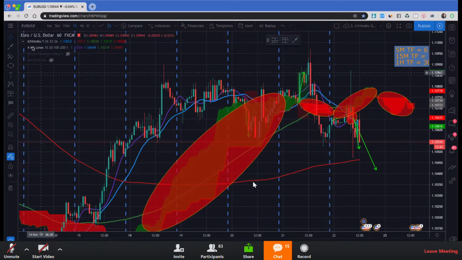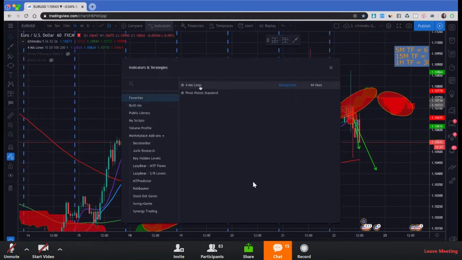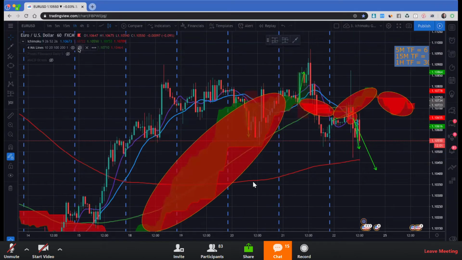The 4 MA lines is indeed just called 4 MA lines. It's an indicator by Barlog Tech. It has 44 likes. The guy deserves a lot more likes. It's for pro version only. You need a pro version because otherwise, if you add multiple lines, for this strategy you need 5 to 6 indicators at the same time. So for that reason, 4 MA lines helps you have just one indicator to set 4 moving averages at one time. So the settings look like this.